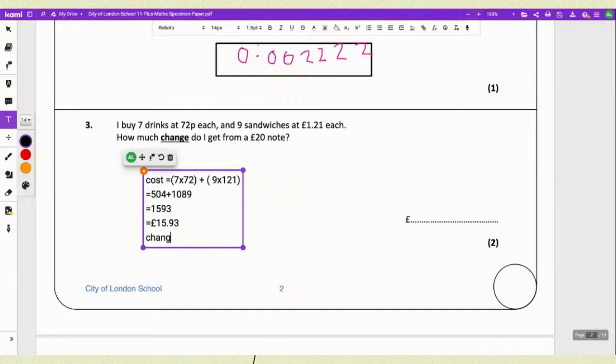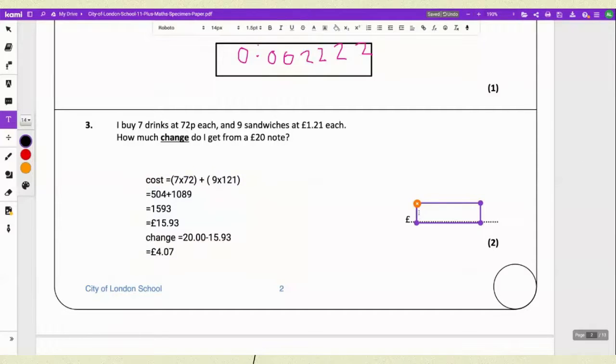And the question is not this, the question is asking you how much change you will get. For the change, you need to minus now 20 minus 15.93. That gives you 4.07. So your answer is 4.07.